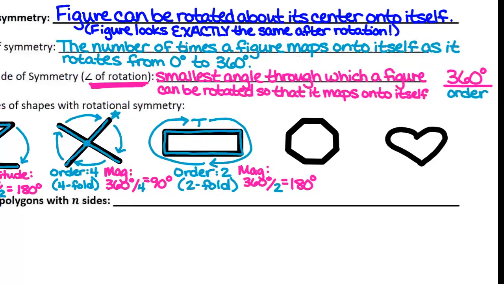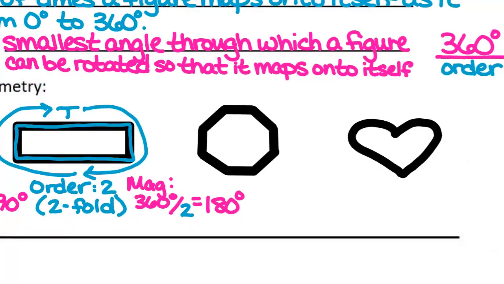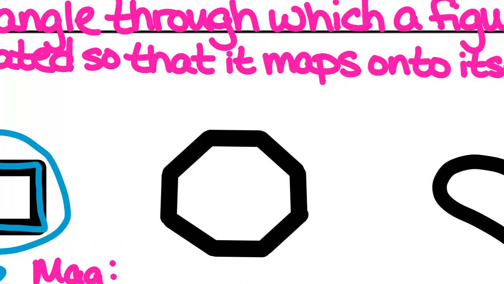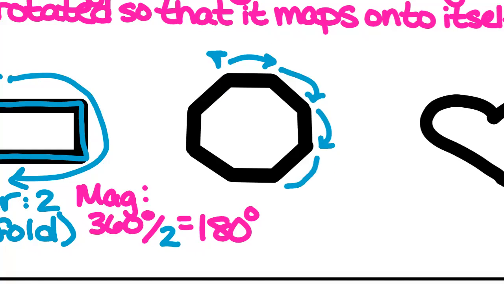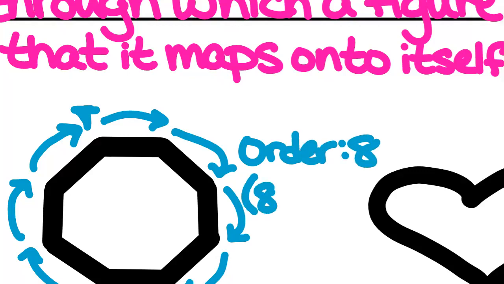Then I have an octagon. Do you think the octagon has rotational symmetry? Yes. How many times do you think I could twist it on my page? 8, yes. Like if I started right here, I could go 1, 2, 3, 4, 5, 6, 7, and then get all the way back here to 8. So we'd have order 8 or 8-fold.